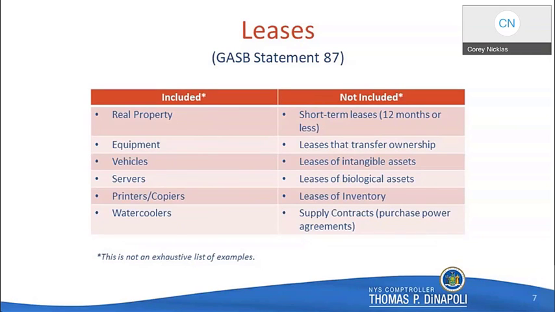Items not included under the standard are short-term leases with a maximum possible term of 12 months or less, leases that transfer ownership, leases of intangible assets, leases of biological assets, leases of inventory, and supply contracts such as an agreement to purchase power. Just to note, biological assets are something like animals or timber. They are always excluded from GASB 87.